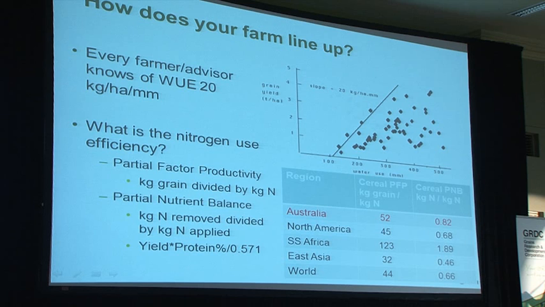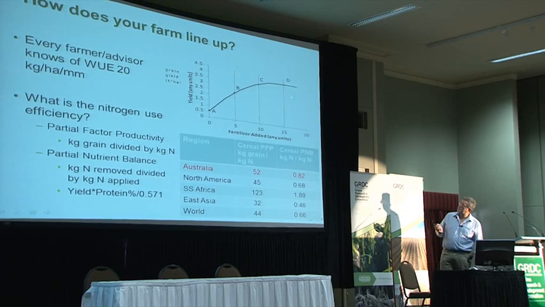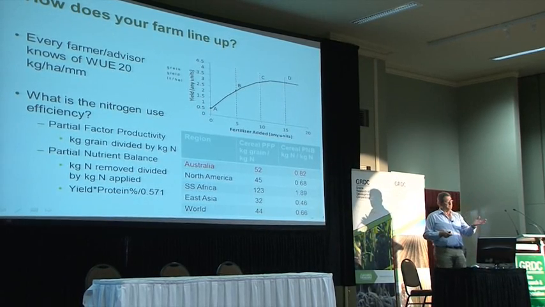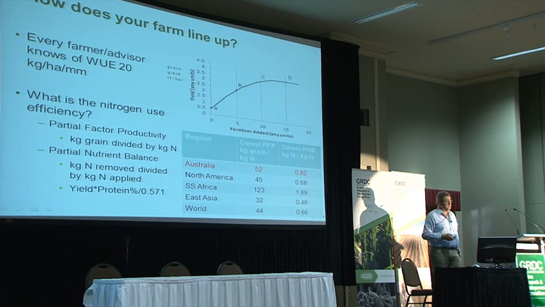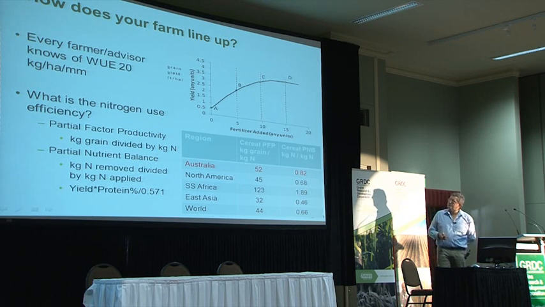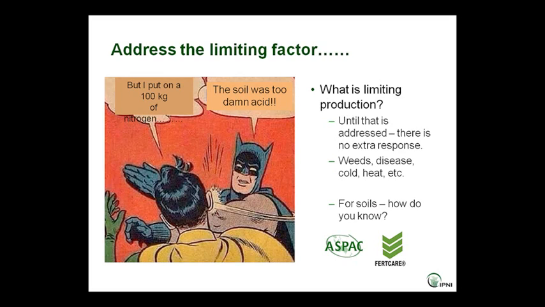And think about where your farm lines up. If you've got a very low marginal return, then you've got to think about whether you're putting on too much. And if you've got a really high return, maybe you should be putting on more. So just balance through that sum. But before you go on to that, you really have to think about if nitrogen is your limiting factor.